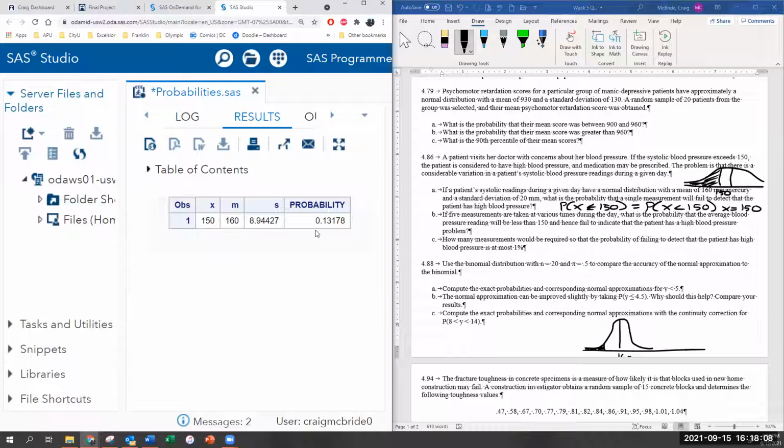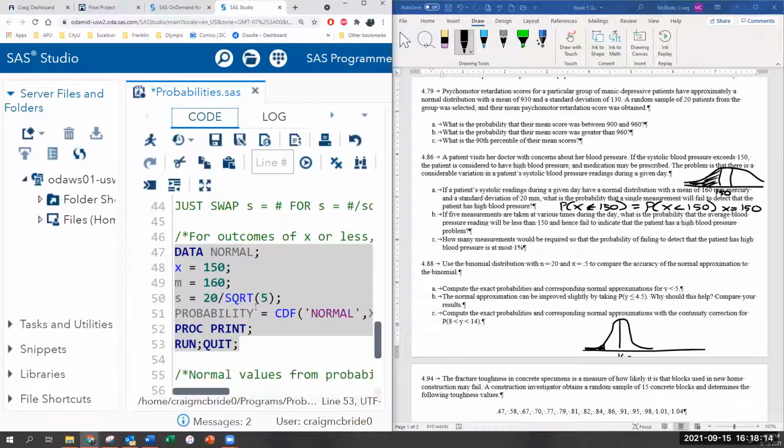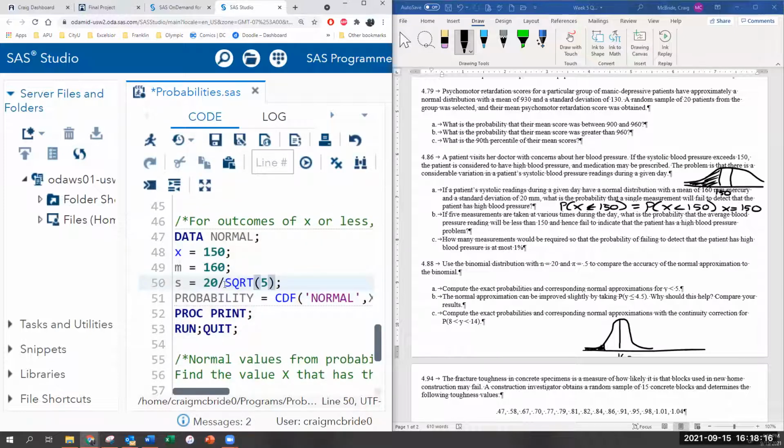Can you show us how you put the square root in? I wasn't seeing that on your screen, and I keep getting an error. I don't know what I'm doing wrong. So all you have to do is type in SQRT, parenthesis, 5, close parenthesis after the 20. Right? I didn't close the parenthesis. That's why. Thank you. Yep.